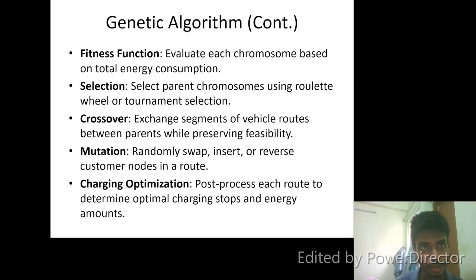Next comes crossover, where segments of routes are exchanged between two parent chromosomes to create offspring, hopefully combining good characteristics while maintaining feasibility. Finally, mutation introduces small random changes, like swapping customer visits or reversing part of a route, to maintain diversity and prevent premature convergence.